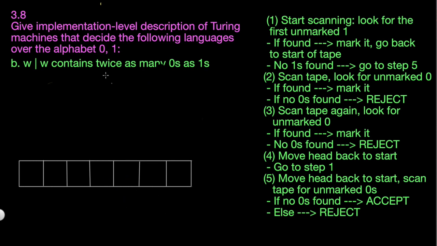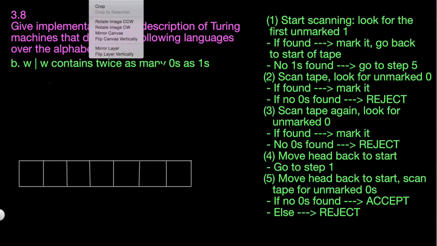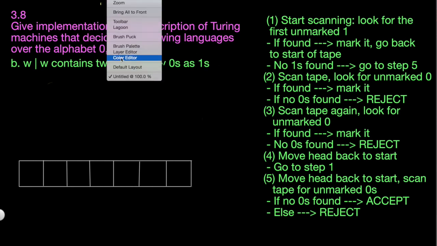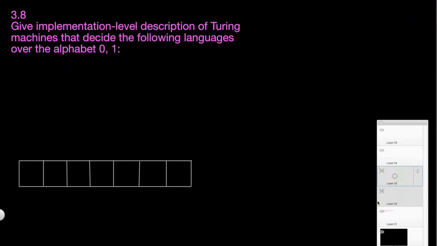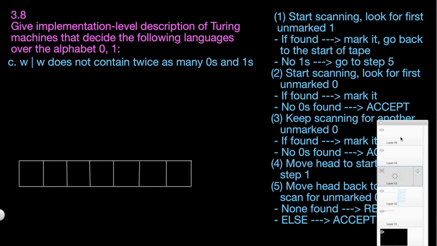All right. So now we're going to move on to part C. Pull that up. All right. So in part C, it asks us to once again find the implementation level description of Turing machines that decide the language W, such that W does not contain twice as many zeros and ones. So this is actually the converse of the previous problem we just did. So right now, let's once again write down the strings that would be accepted and the strings that would be rejected.